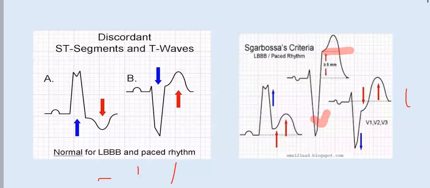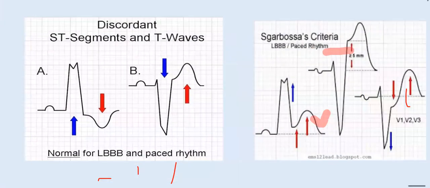Last part is how you diagnose MI in context of left bundle branch block, and probably you all know about it, the Sgarbossa criteria. Normal left bundle looks like that. When you have an upright complex, you have T-wave inversion and ST segment depression. And when you have a downward complex, you have upright ST and T-wave.